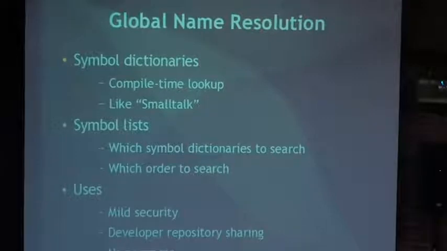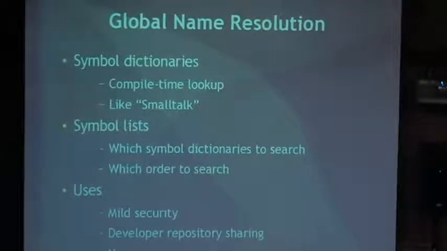This is an ordered list of what dictionaries to search, and then you can have a series of dictionaries. So all of the classes, for instance, that are part of the kernel that come with GemStone are in a single dictionary called globals, and you can put that in your search order. And you can use this.